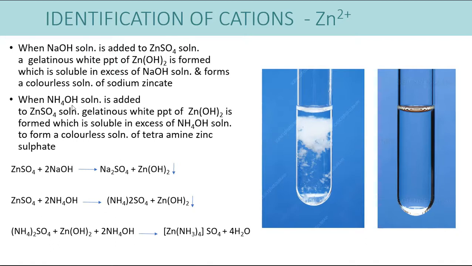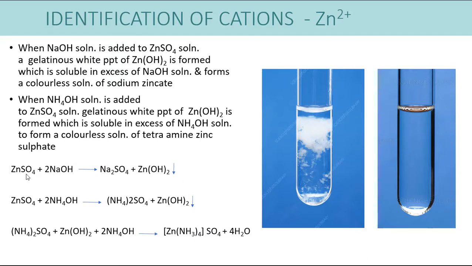Then again with ammonium hydroxide solution and zinc sulfate, you get the same gelatinous white precipitate, and when you add excess of ammonium hydroxide, the precipitate dissolves to form a colorless solution, that is tetraamine zinc sulfate solution. So here we have not shown one more diagram because in both the cases the zinc hydroxide is soluble. With sodium hydroxide it is soluble, with ammonium hydroxide also it is soluble. So finally you get a colorless solution.